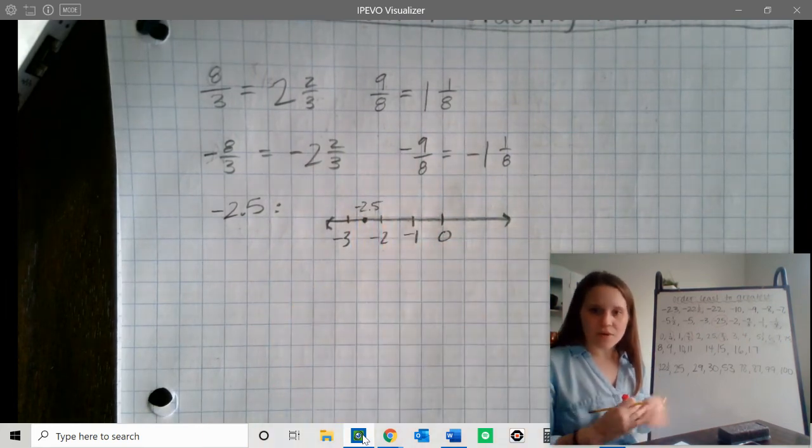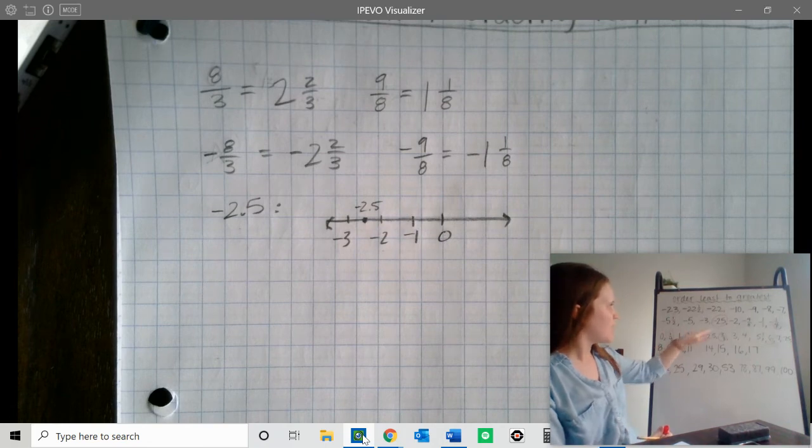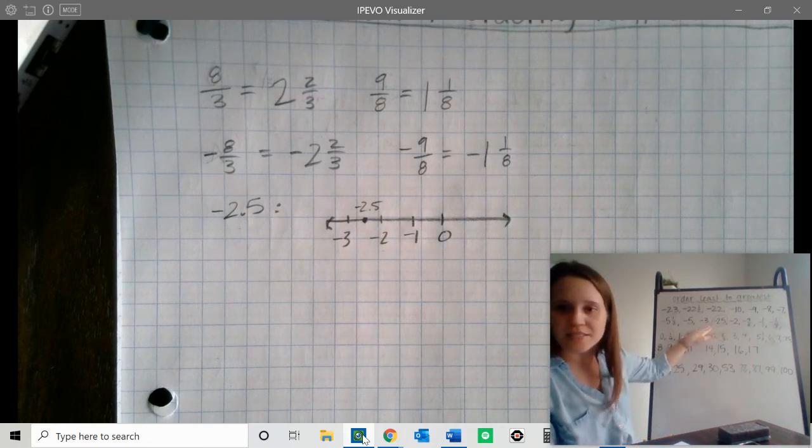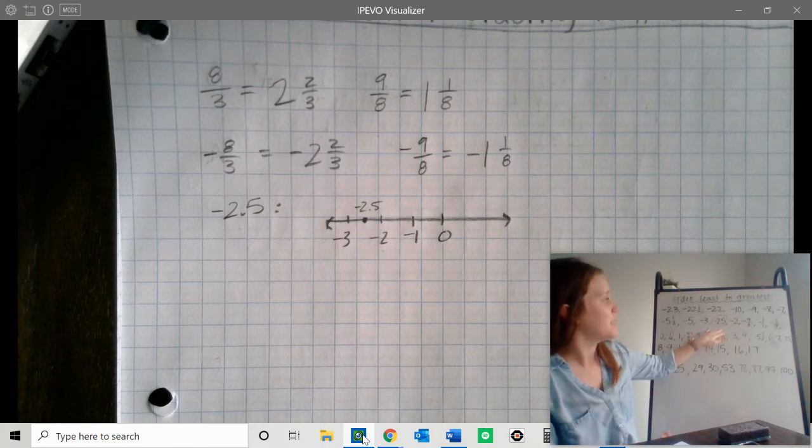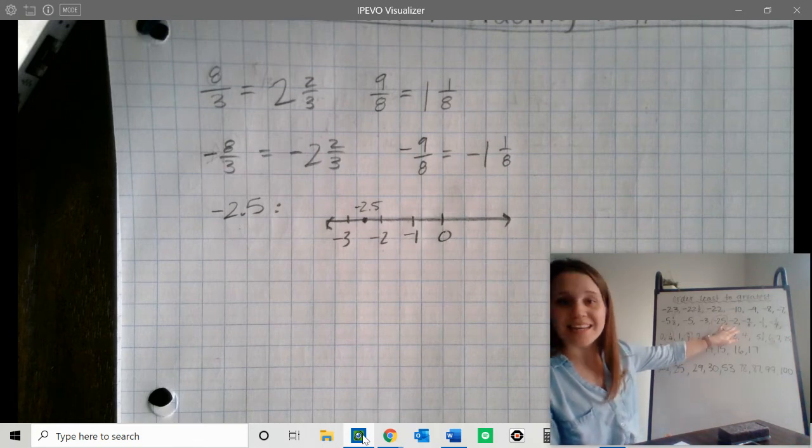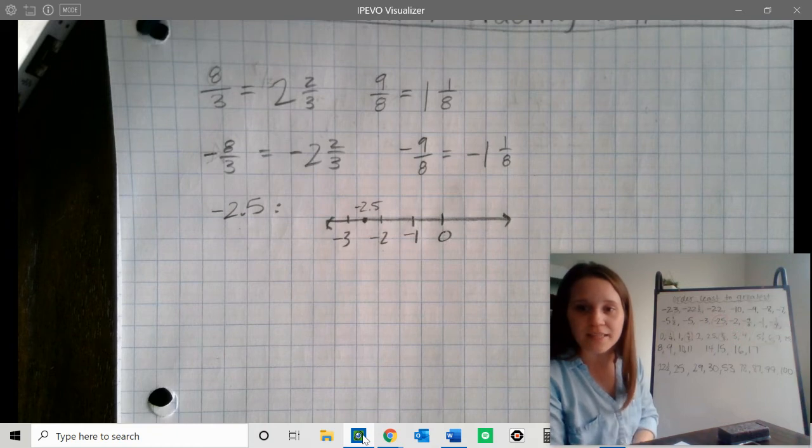So when I'm putting it in order back to my list, my negative 2.5 goes after negative 3 because it's a little bigger than negative 3 and it's a little less than negative 2. So it goes in between those 2 values. Okay.